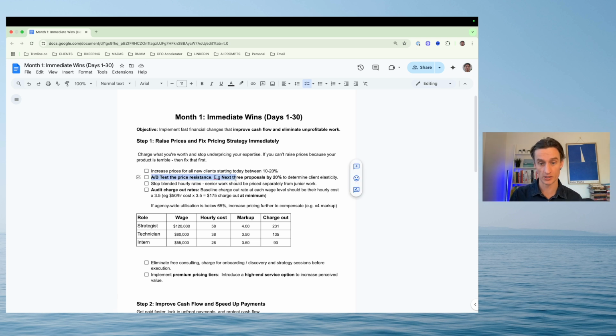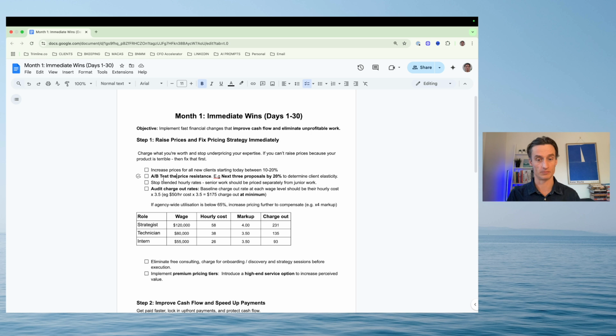A/B test the price resistance. So that's where you can push up the price increase a little bit. Say we've got 5 leads in the pipeline, test it with 2 at a certain price, maybe test it a little bit higher with the next 2, and try and get some market feedback about where that ceiling is, rather than just putting it up 5%. We don't want to be leaving money on the table, and using A/B testing can really help with that.